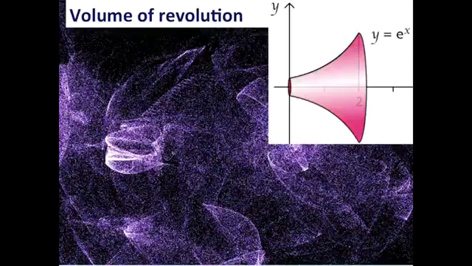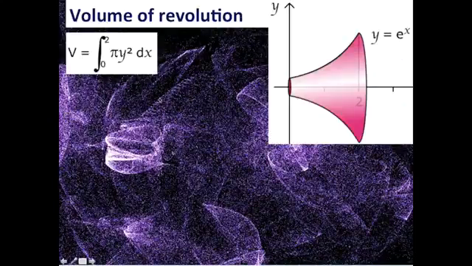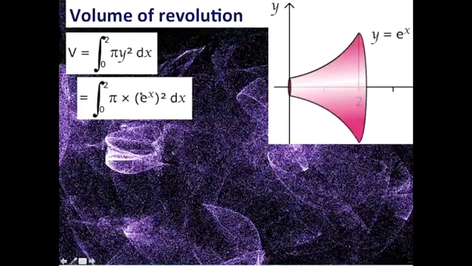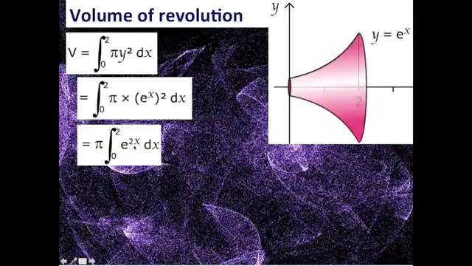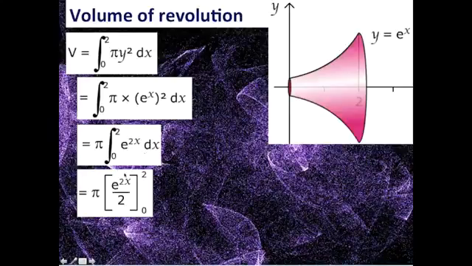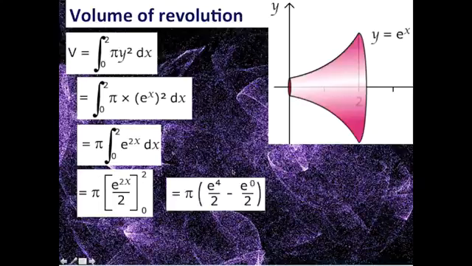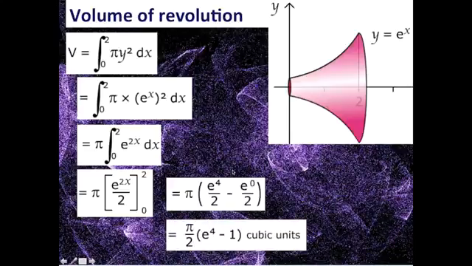Second one, y equals e to the x. So here we're going to integrate between 2 and 0 for pi y squared. Y squared is e to the x squared, which is going to give us e to the 2x. So integrating here, again we've taken out pi as a constant, e to the 2x over 2 between 2 and 0. We can substitute in for x, and we'll end up with pi over 2 times (e to the 4 minus 1) cubic units.